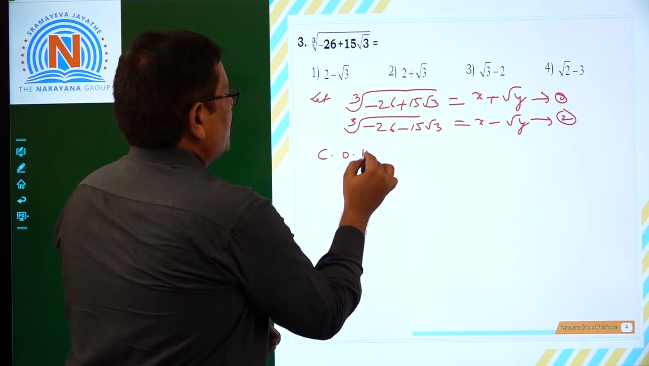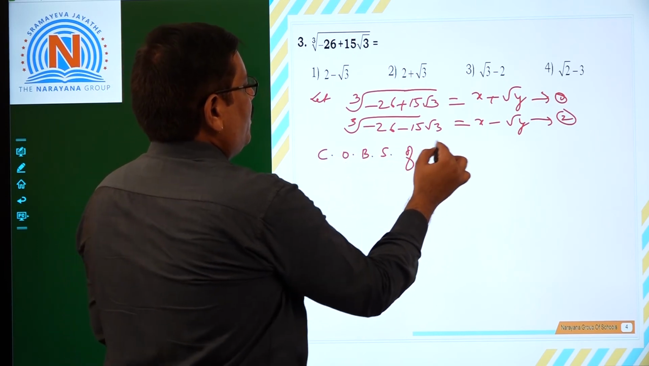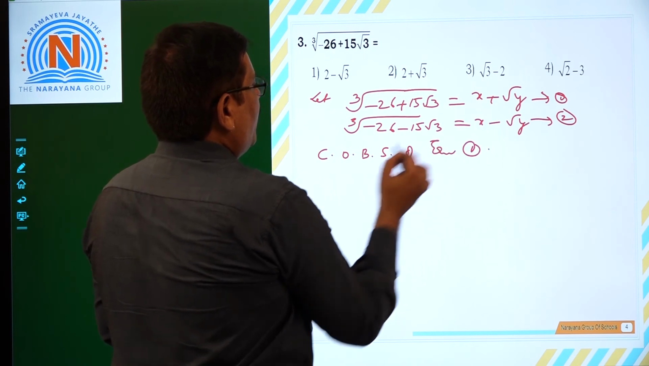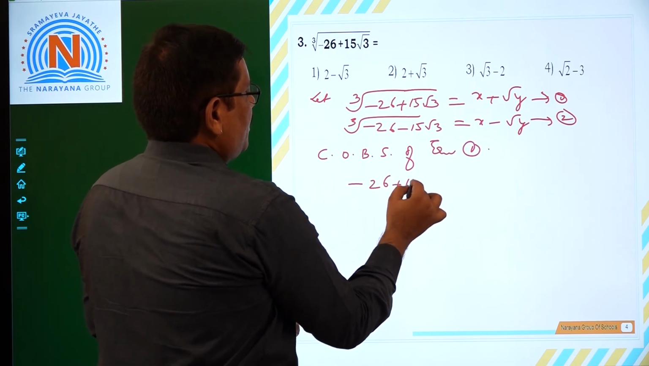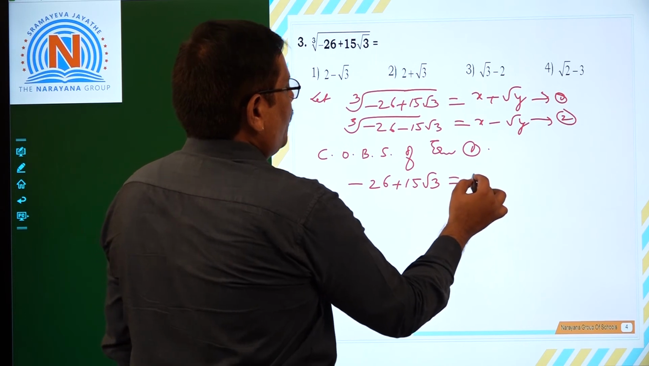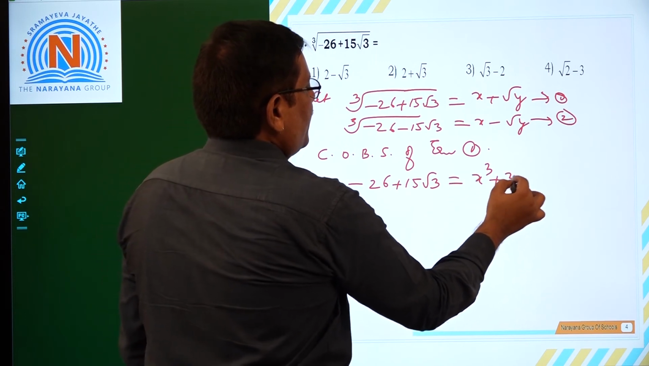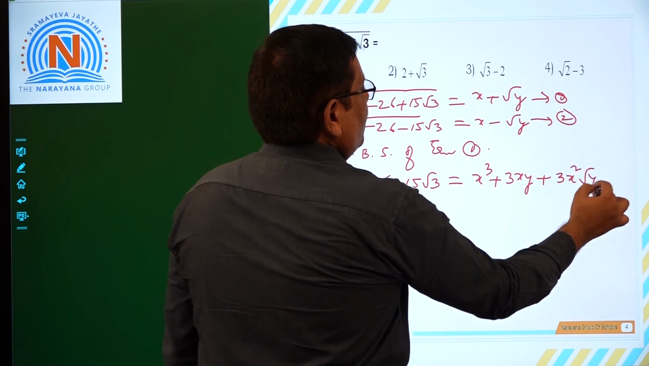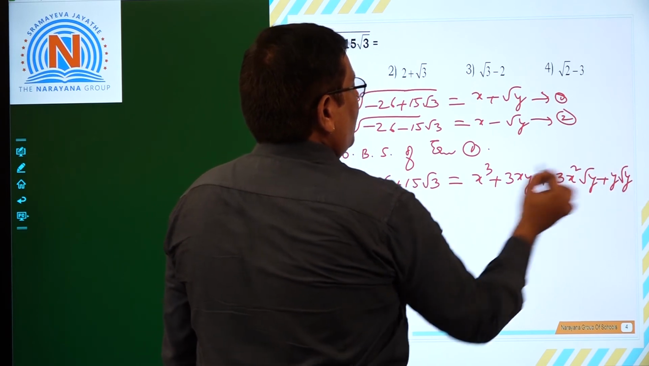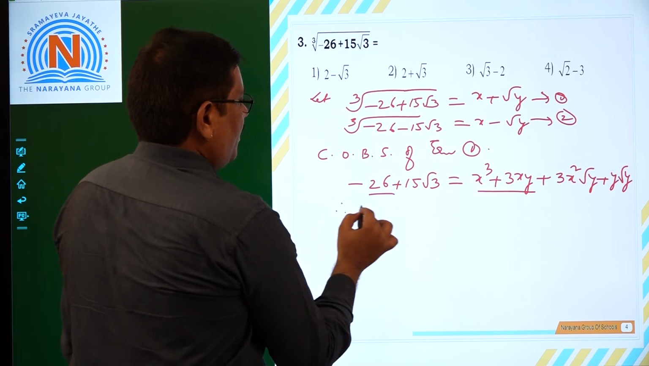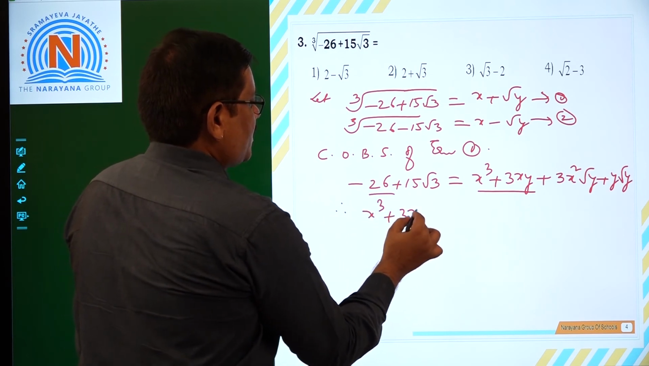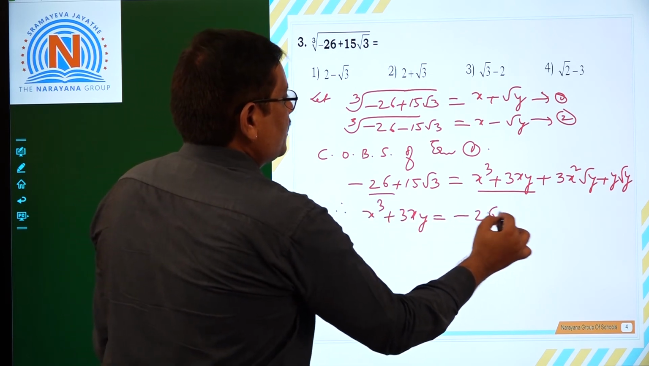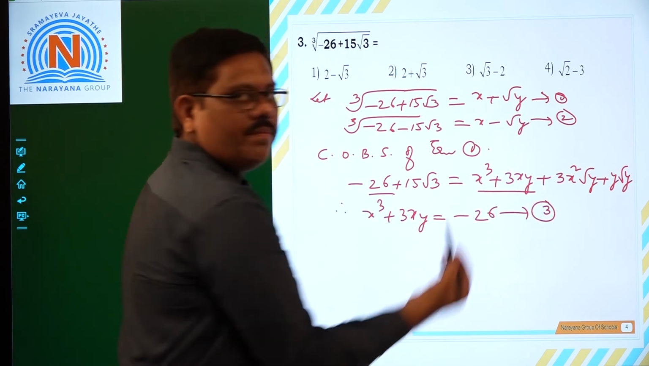Next, cubing both sides of equation 1. What do you get? Minus 26 plus 15 root 3 is going to be x cube plus 3xy plus 3x square root y plus y root y. Rational parts, let us make equal. Therefore, x cube plus 3xy is going to be minus 26. Let us take this as condition number 3.